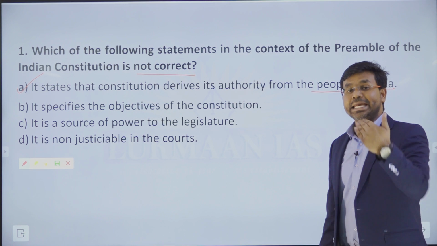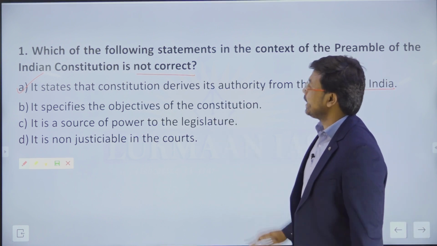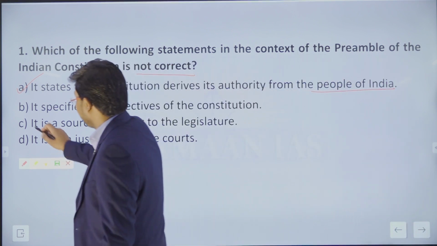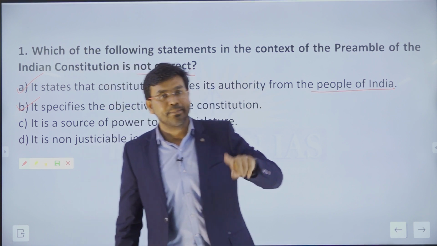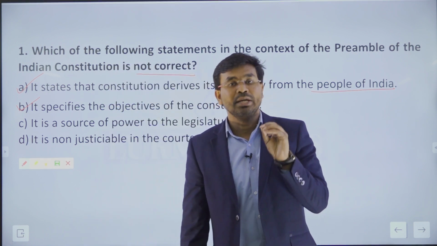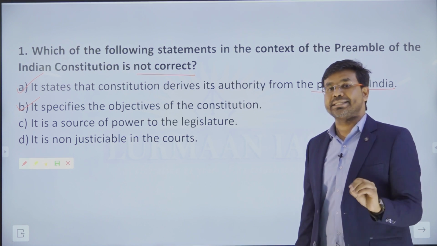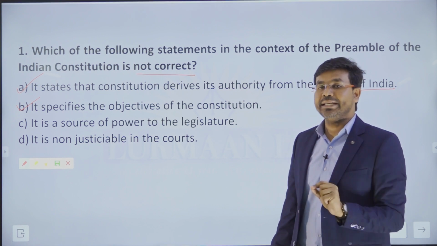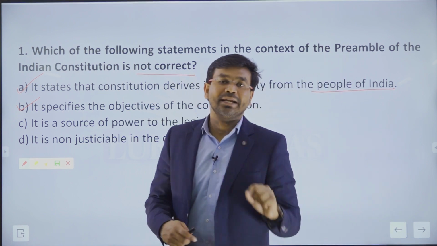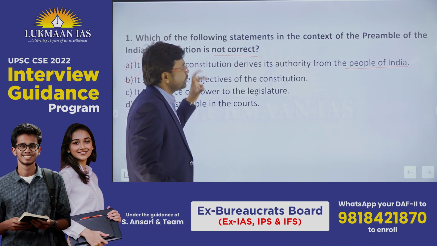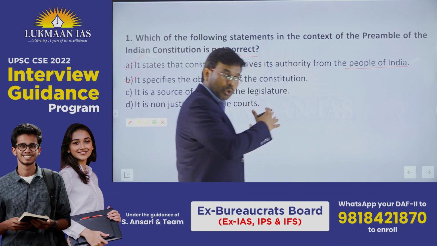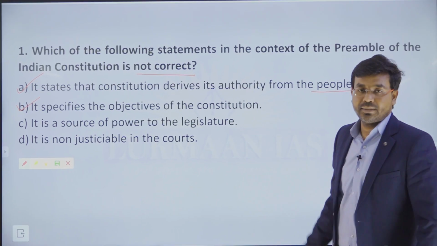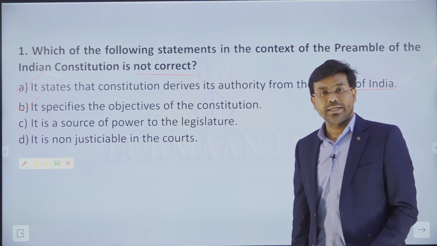We need to identify the incorrect statement. Remember. The second one is, it specifies the objectives of the Constitution. If you go through the preamble of the Constitution, it talks about objectives like justice, social, economic and political, justice, equality, fraternity, etc. These are the objectives of the Constitution of India. So I will showcase the preamble to you and then you will be able to identify the objectives of the Constitution. They are mentioned in the preamble itself, right?